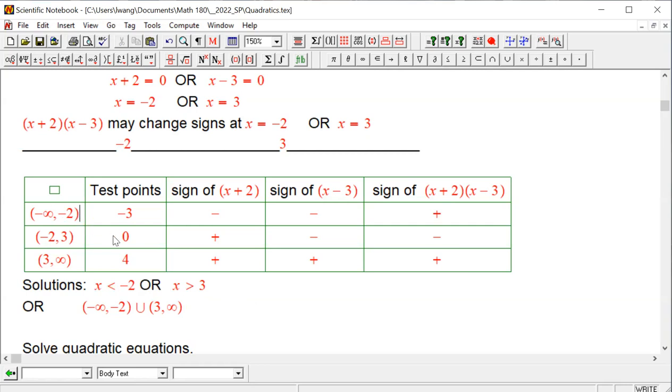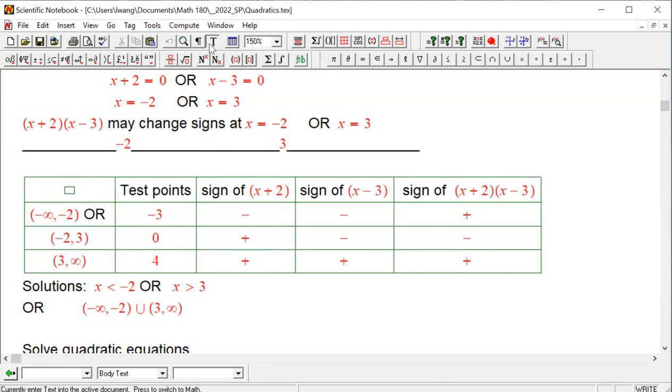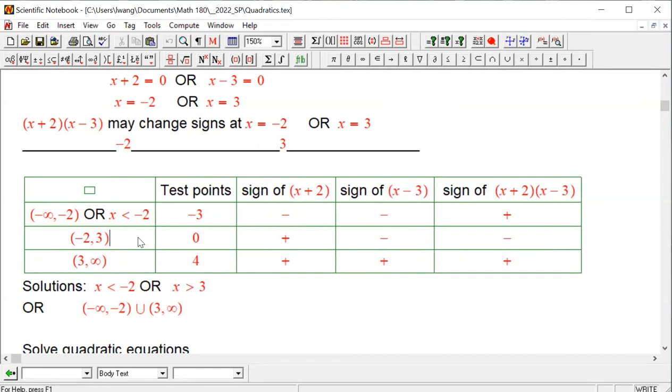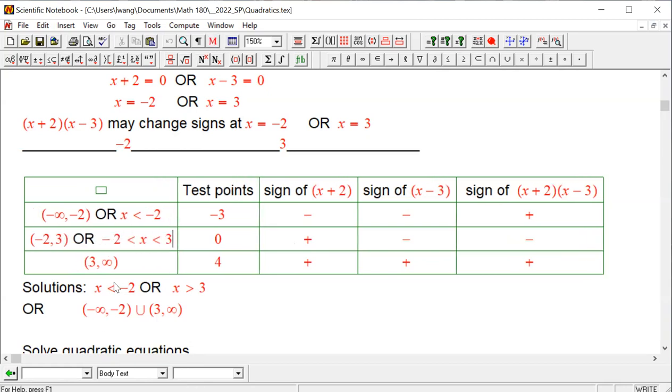And of course, you can also write x less than -2, and here you can write -2 less than x less than 3, and here you can write x is larger than 3. So these are the different ways of writing. You can see that in mathematics, you can write things differently, even though they mean the same thing. Okay, so this is the second method.